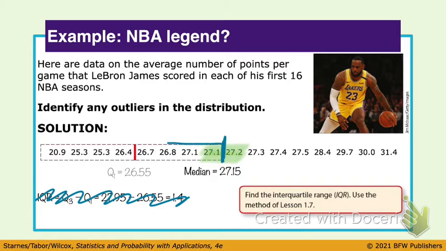Now I'm going to look at the lower half of the data, and I'm going to find the median of the lower half. If I mark out top, bottom, I again find that I've got two values in the middle. So I'm going to average those two values, and we get 26.5. So there's my Q1. Quartile 1 is 26.5.